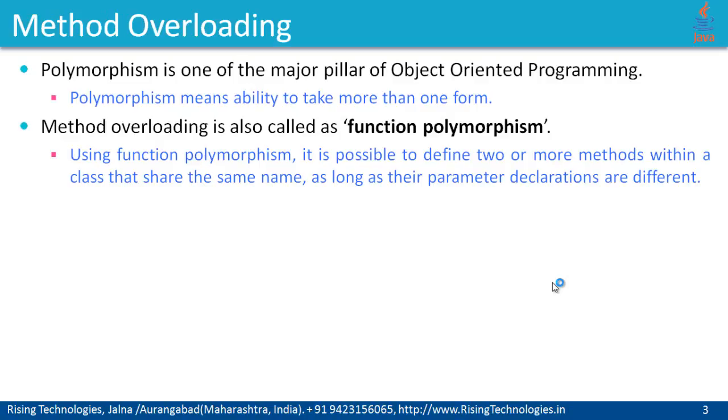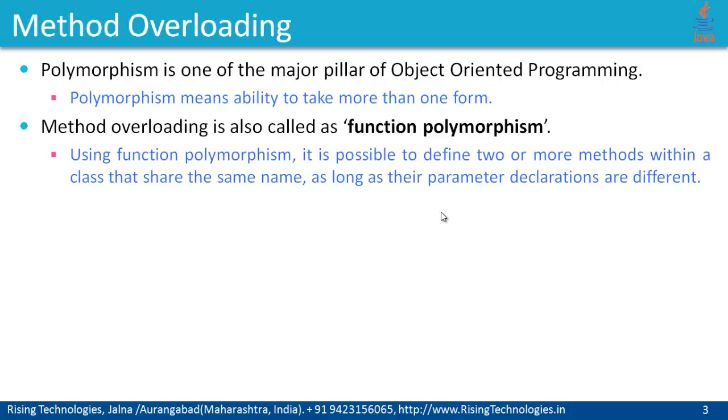Polymorphism is one of the major pillars of object-oriented programming. Polymorphism means ability to take more than one form. Or in simple words, polymorphism means one name, multiple methods. So method overloading is also called as function polymorphism. Using function polymorphism, it is possible to define two or more methods within a class that share the same name as long as their parameter declarations are different.